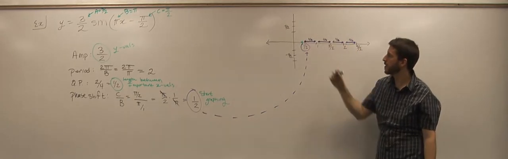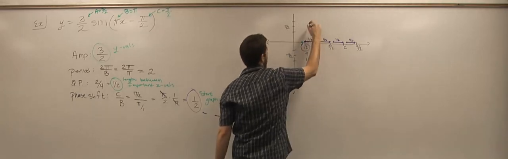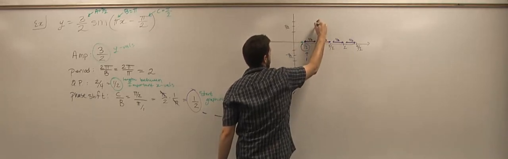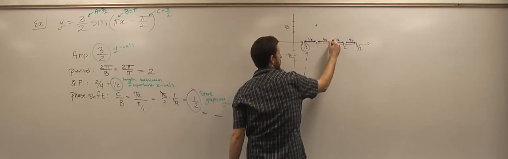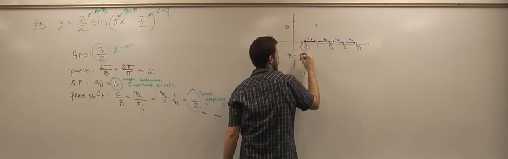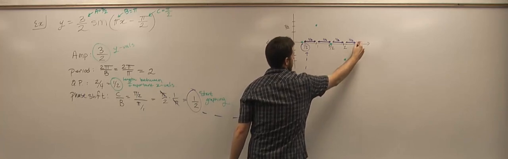You put a point here, then you go up to a max after 1 quarter period. The next quarter period down to a 0. Next quarter period down to a min. Next quarter period up to a 0.